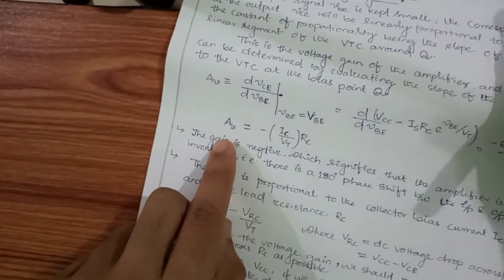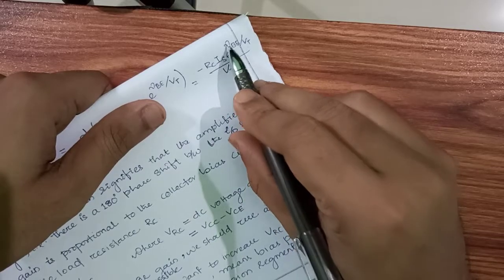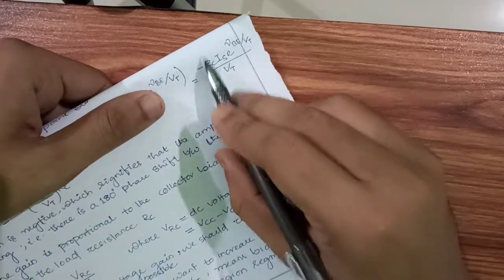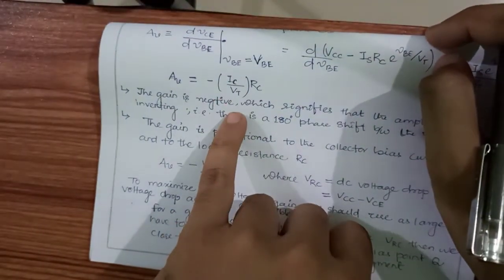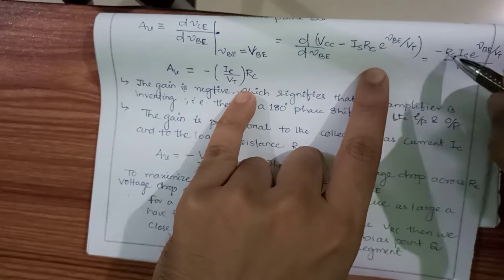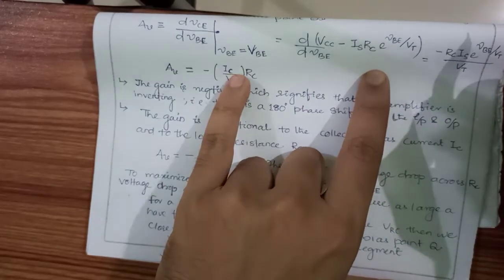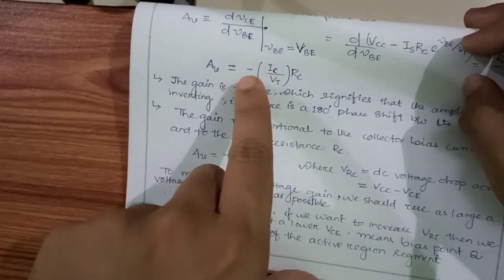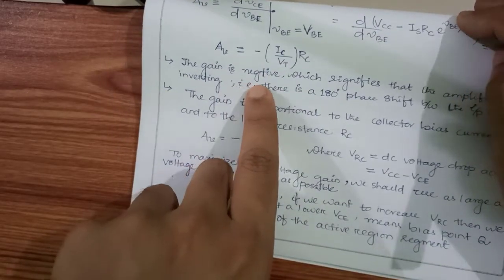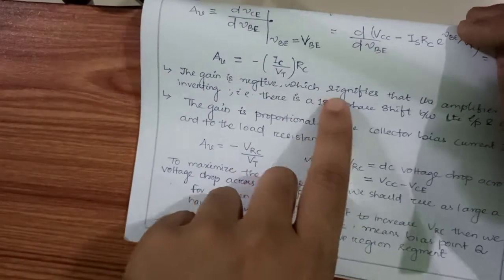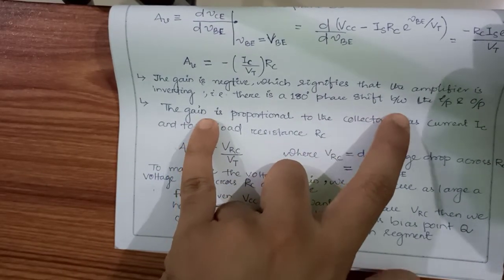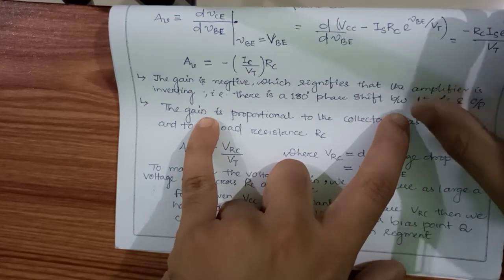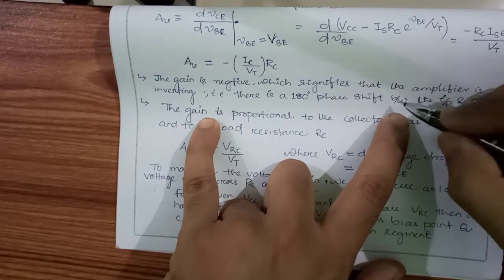So my gain A_B will become, you see, if I replace I_S e^(V_B/V_T) with I_C, capital I_C, that is the DC current, it becomes I_C R_C upon V_T. Only I_S e^(V_B/V_T) is replaced by I_C. So this is my small signal voltage gain. The gain is negative. What does it indicate? It indicates that the amplifier is an inverting amplifier, and there is a 180 degree phase shift between input and output. For an inverting amplifier, the negative sign indicates the inversion.